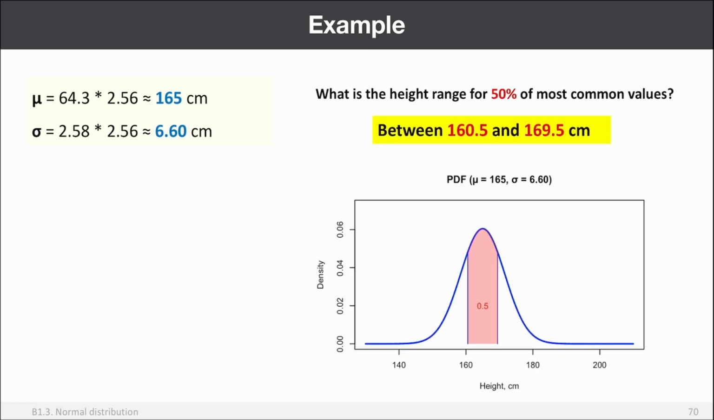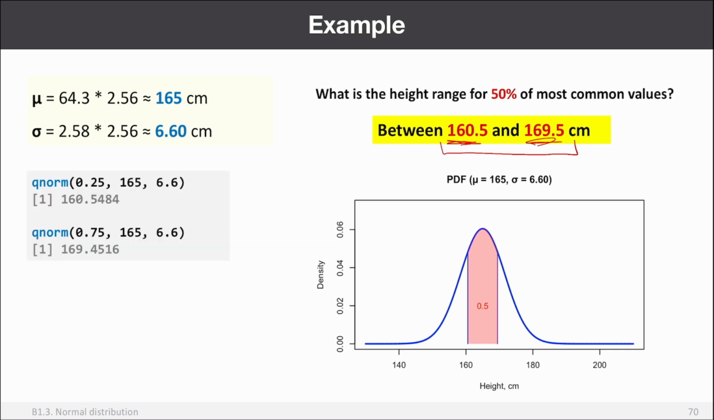So if you take the 50% most common height values for adult females in the United States, this is bounded by approximately 160 and 170 centimeters. So 50% of the most common values lie within 160 and 170 centimeters. So it means that in this case, the IQR is approximately 10. In this case, it's actually a little bit smaller. You can see if you take the difference, it's exactly 9 centimeters. So that's the theoretical IQR.